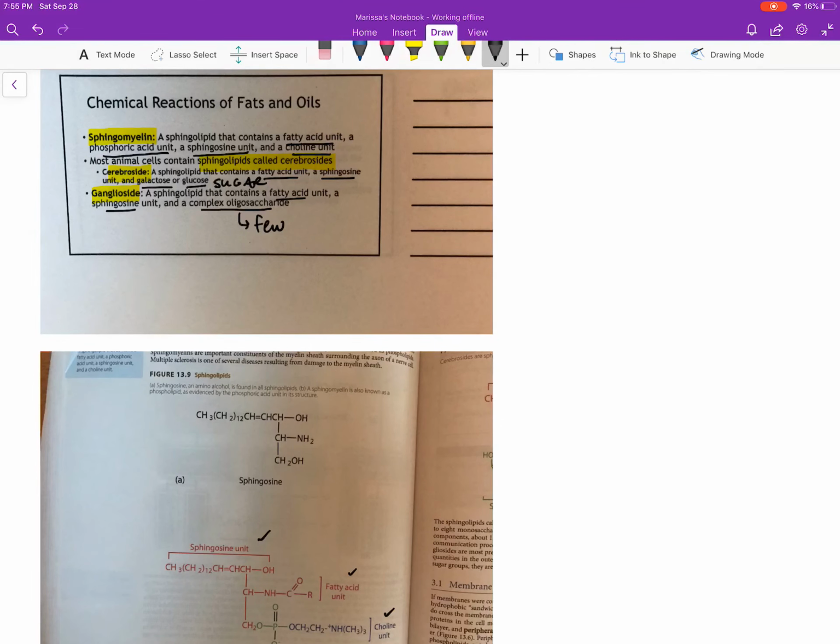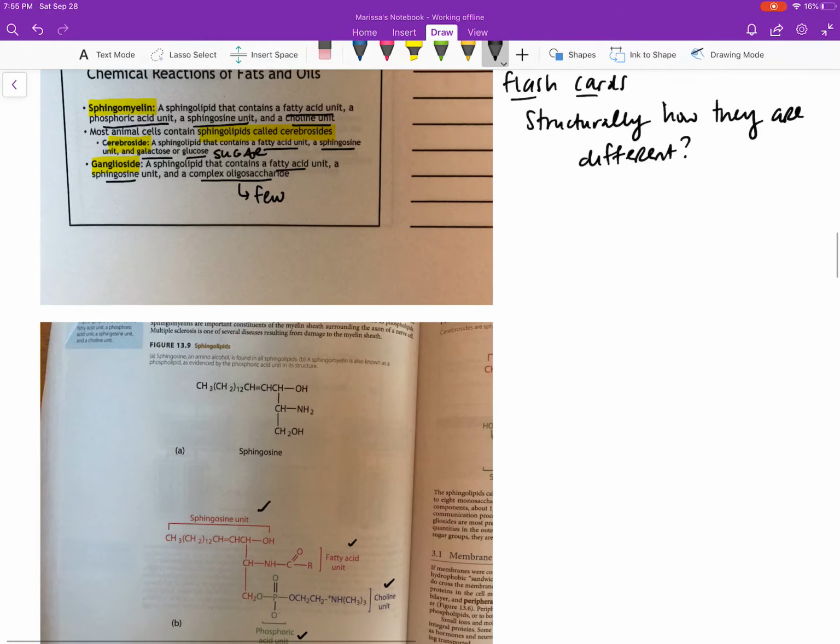So the best thing to do for this chapter is to make flashcards to help organize the different ones and what they're made up of. And that's what you need to know. Structurally, how are they different? Sapling is going to give you lots of opportunities to identify based on structural differences.